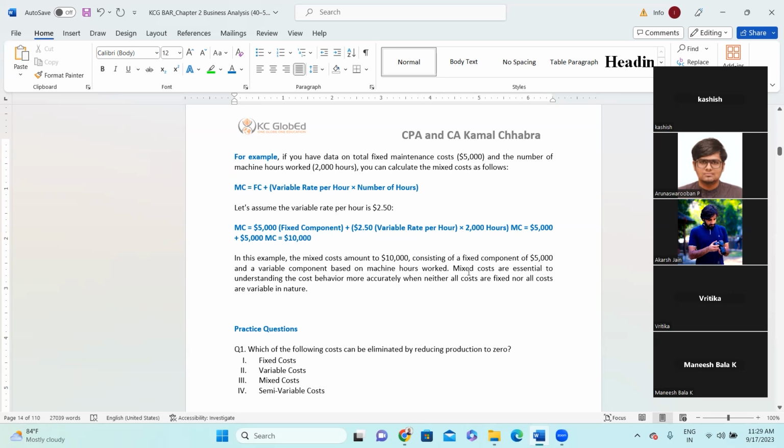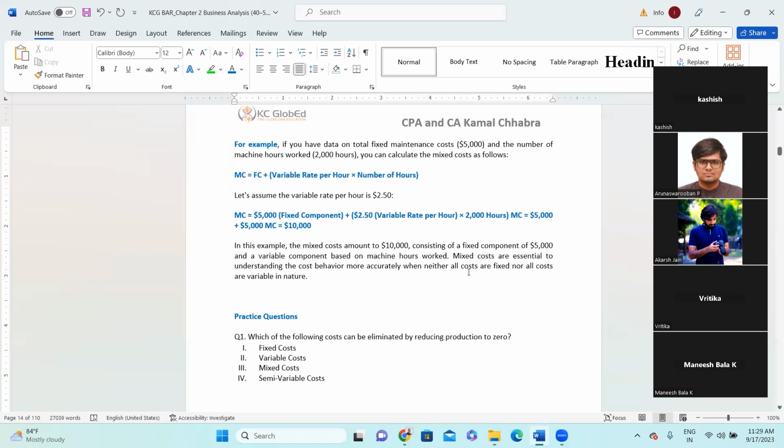Mixed costs are essential to understand cost behavior more accurately when neither are all the costs fixed nor are all the costs variable in nature.